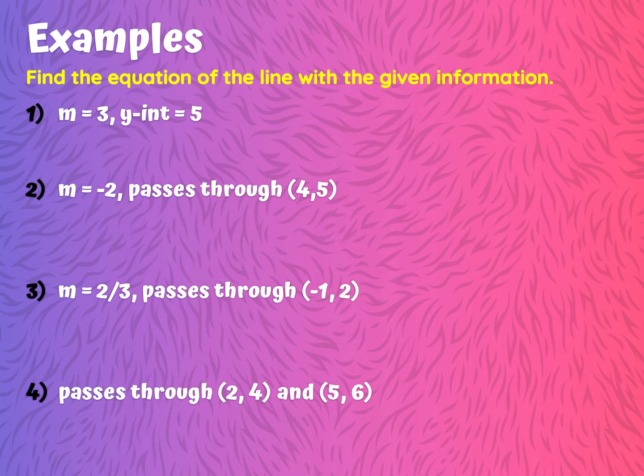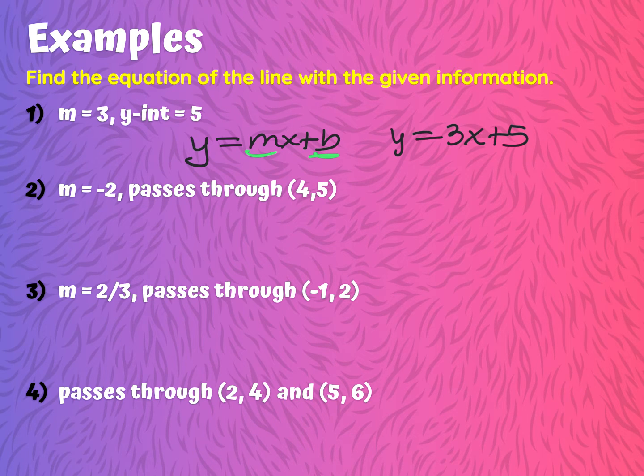So the first one, I'm given the slope and the y-intercept. So all I need to do is take my slope, which is 3. I'm going to be plugging it into y equals mx plus b. All I'm going to do is remove the m and remove the b and put in those two numbers. So y equals 3x plus 5.